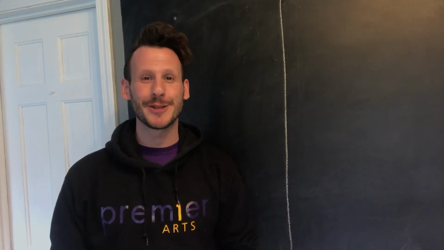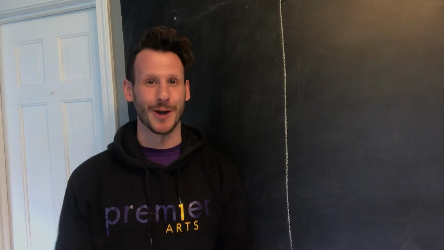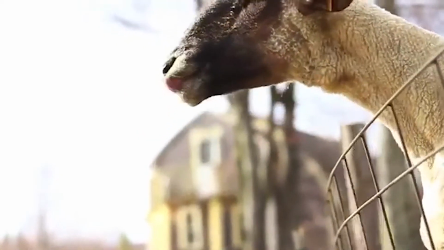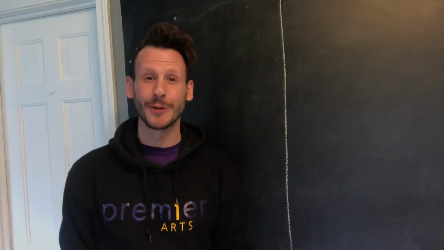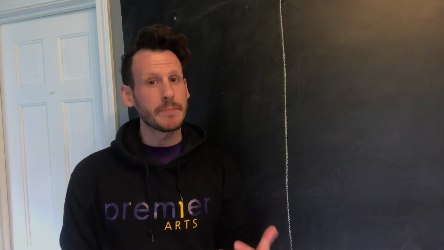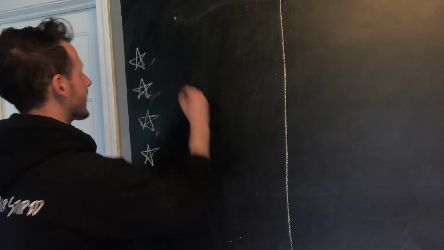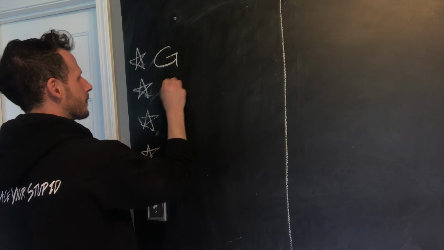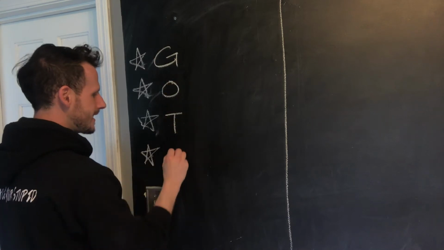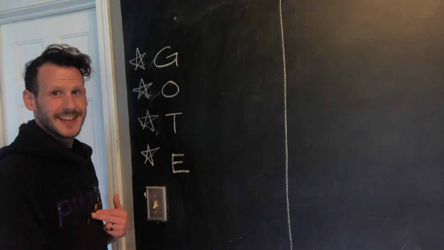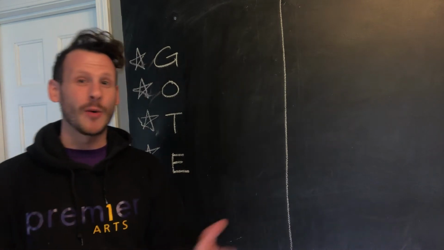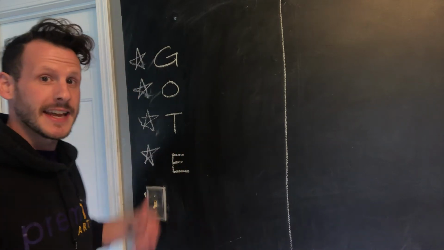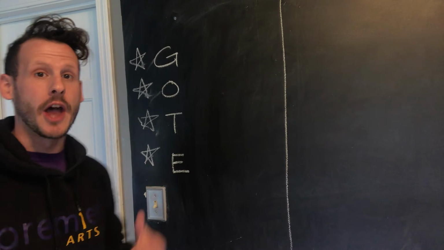So let me introduce you to my best friend, GOTE. No, not that kind of goat. My GOTE is spelled a little bit different. I spell GOTE like this: G-O-T-E. Now, GOTE is an acronym, meaning that each letter stands for another word.